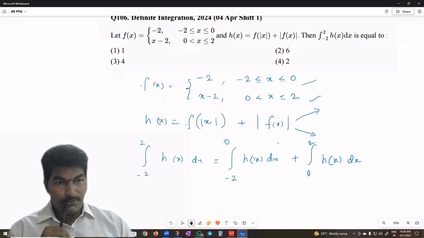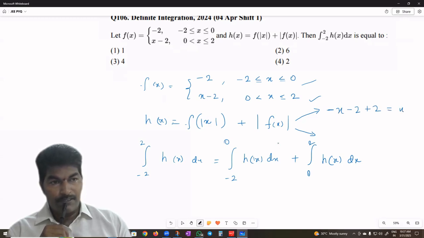Between minus 2 to 0, how does it look? It's a constant function, minus 2 to 0. And from 0 to 2, minus 2 to 0, take a look at that first piecewise function. F of mod x is given. F of mod x means how the problem becomes for the first limit: minus x minus 2 and plus 2. Of course, it is minus x for the first case.